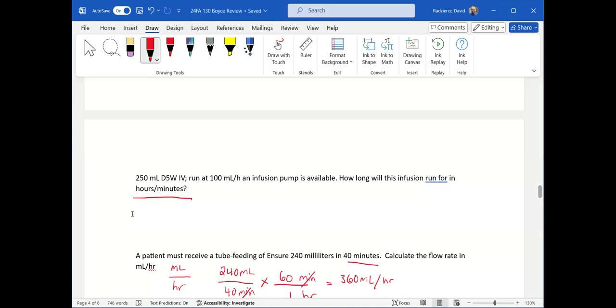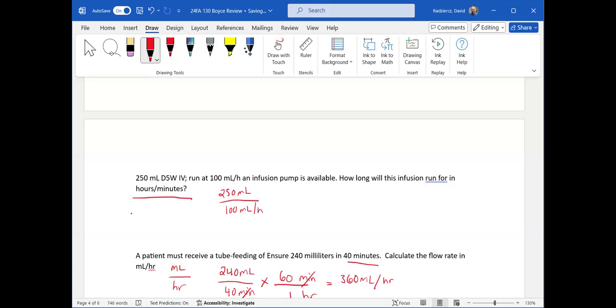So there's a little bit of manipulation. And this is where I think dimensional analysis really proves its weight in importance and functionality. What I mean by that is I'm looking to calculate how many hours and minutes, and I'll show you how to do that in just a second as well, based off of this information here. So what I'm going to do is take my 250 milliliters, my total volume, and divide it by my rate, the 100 milliliters per hour.